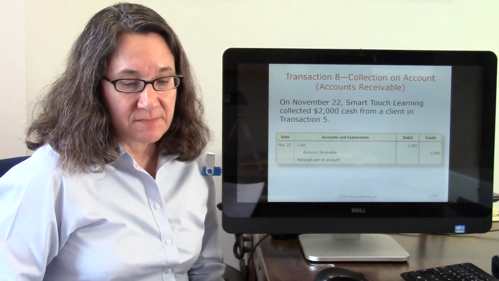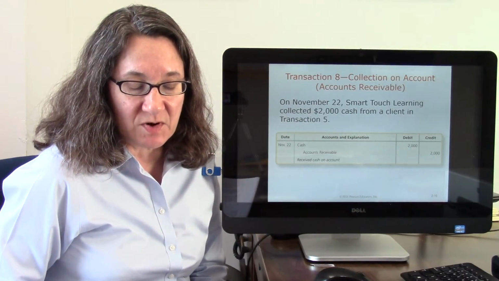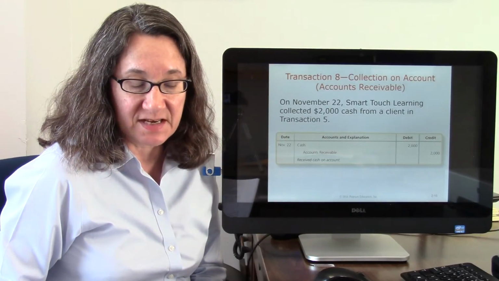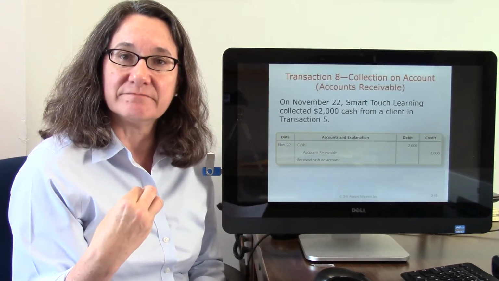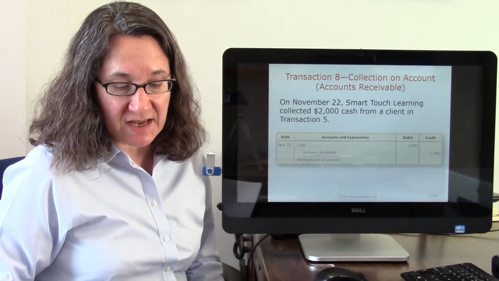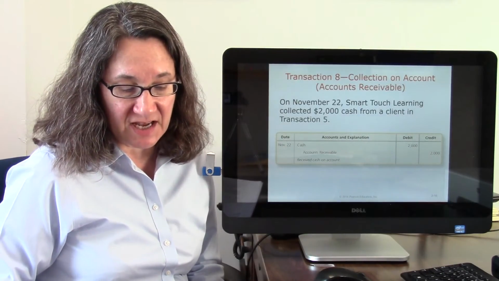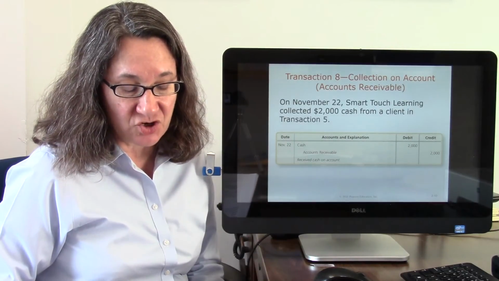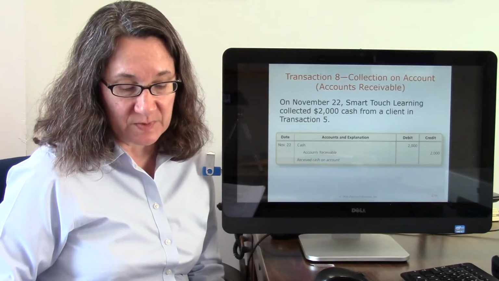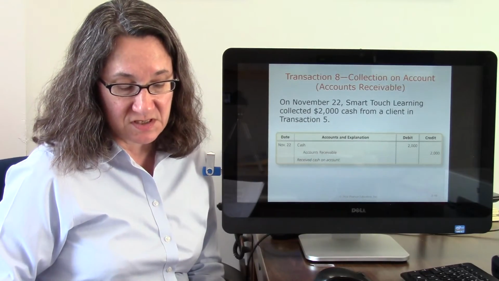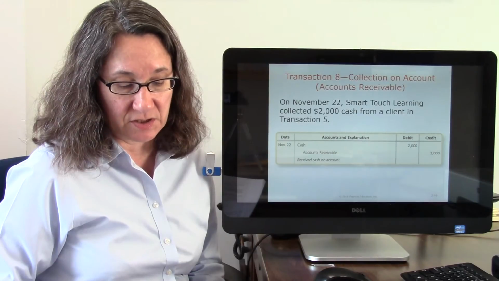Next transaction: on November 22, Smart Touch Learning collected $2,000 in cash from a client back from transaction 5. So some cash came in, right? So let's analyze these. The 2 accounts involved are cash and accounts receivable. Cash is collected from a customer and is increased with a debit. Accounts receivable is decreased with a credit, and we note that the customer no longer owes Smart Touch Learning the $2,000 balance.